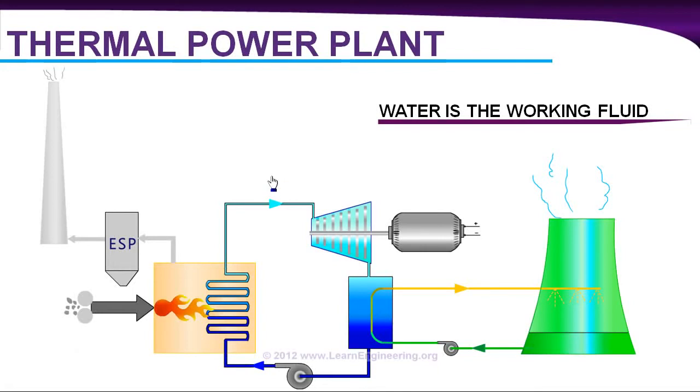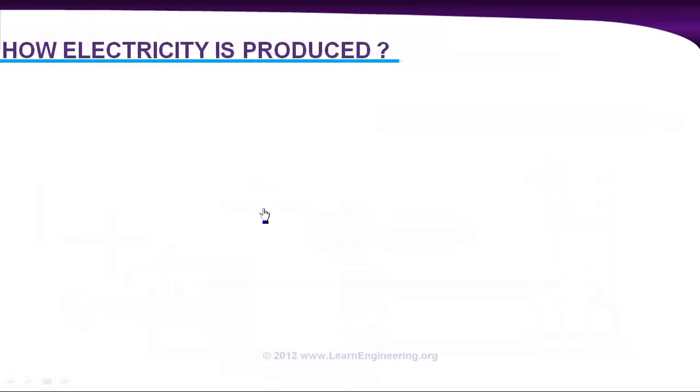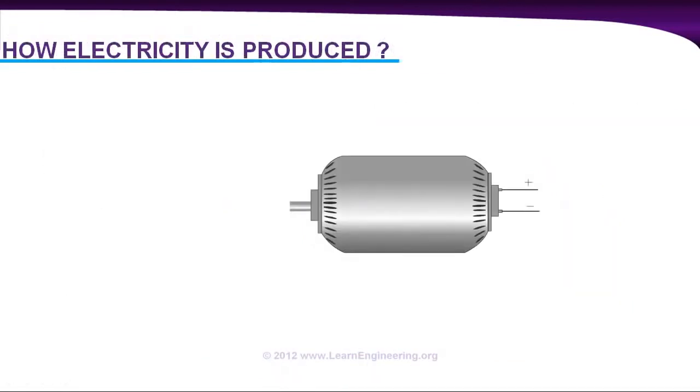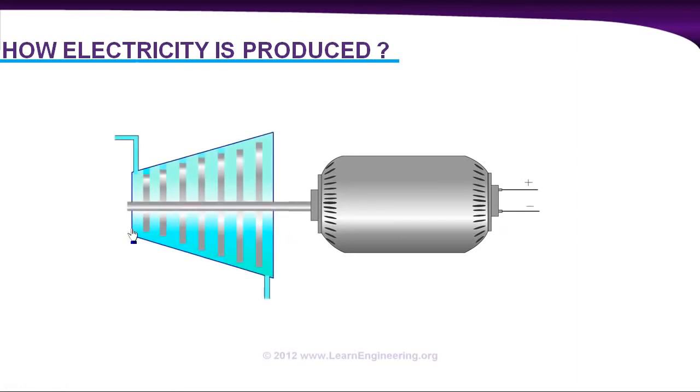So the basic question: how is electricity produced? And here is the answer: using a generator. If we can rotate the shaft of the generator, we can produce electricity. In thermal power plants, we rotate this shaft with the help of a steam turbine. You can connect a steam turbine to the generator shaft, and if you can rotate the blades of this turbine, you will get electricity.